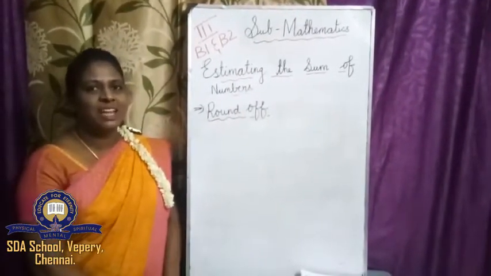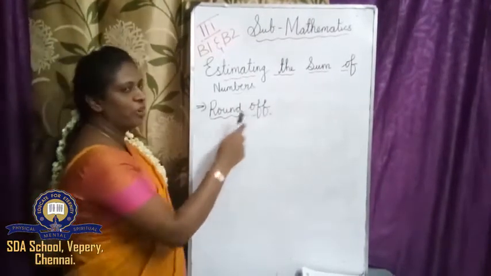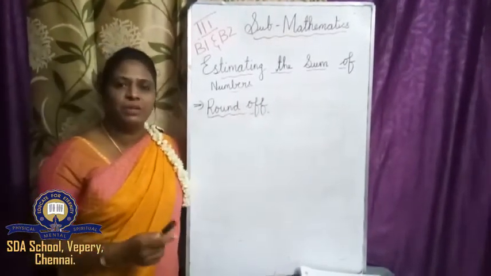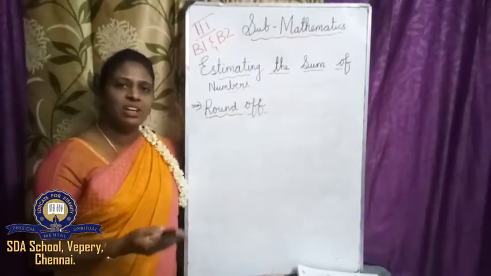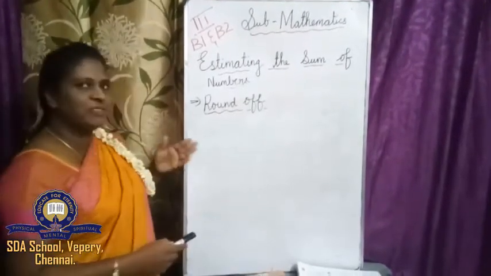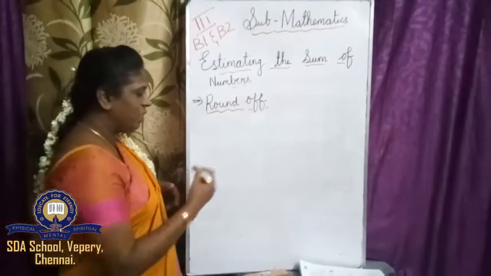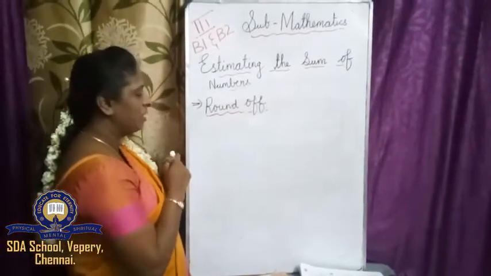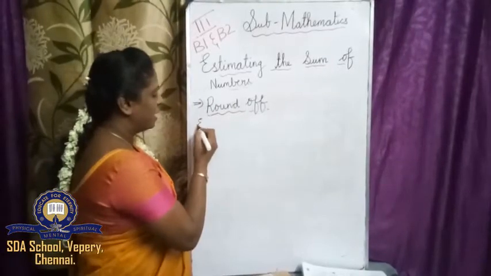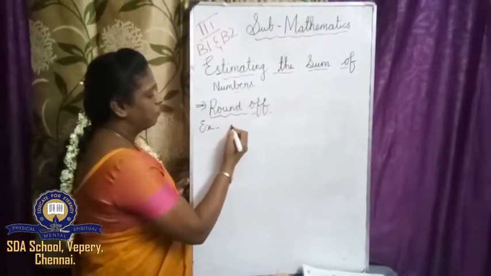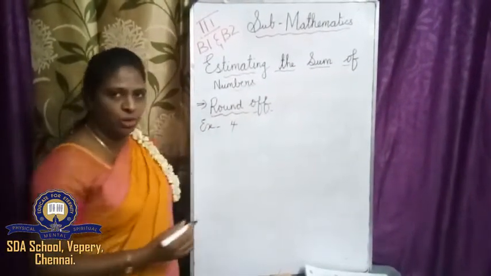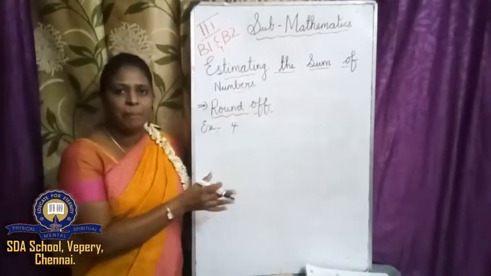Okay children, now we are going to see rounding off, which means rounding off numbers to the nearest ones or tens place. First we'll see rounding off to the nearest ones. I'll teach you with an example. Let's take the digit 4, and I will teach you with a number line.